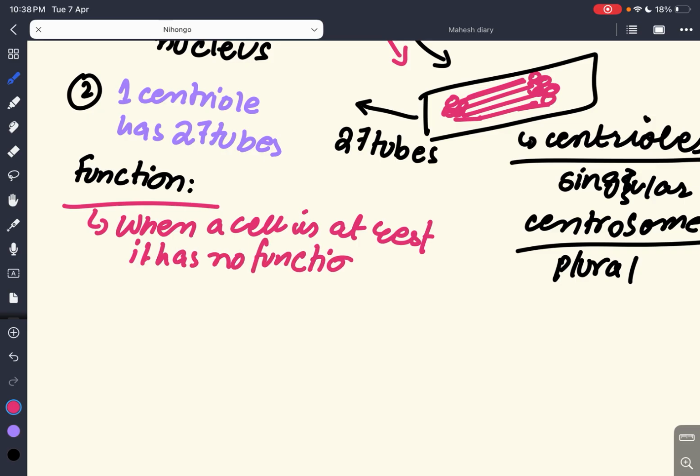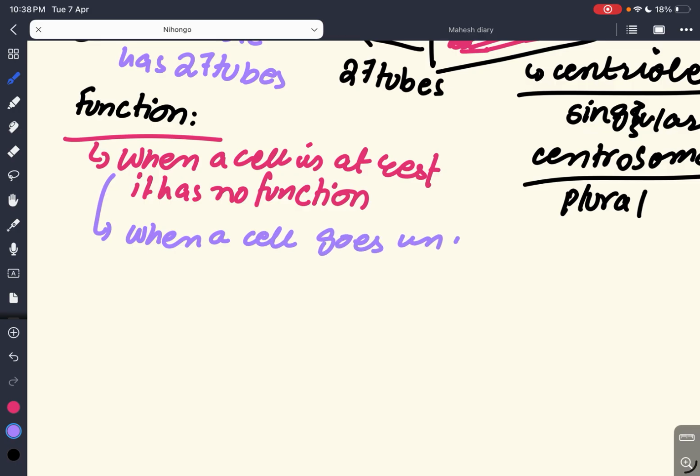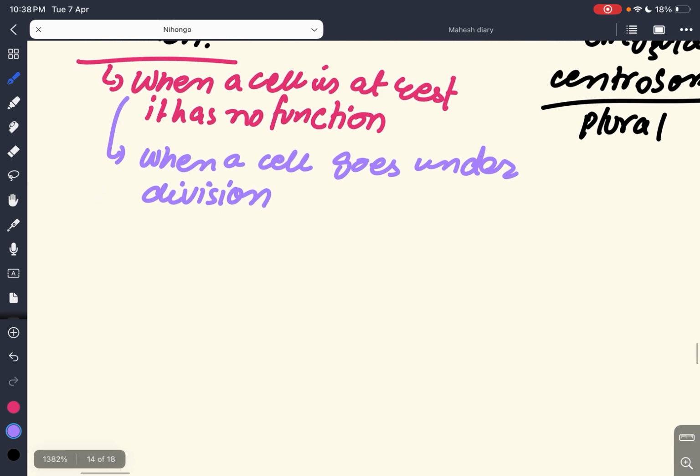But when a cell is not at rest, ठीक है, which means when a cell goes under cell division, like अगर कोई cell divide नहीं हो रहा है, then it has no function. But when a cell goes under cell division, it starts working. ठीक है, it works, it is a part of cell division.